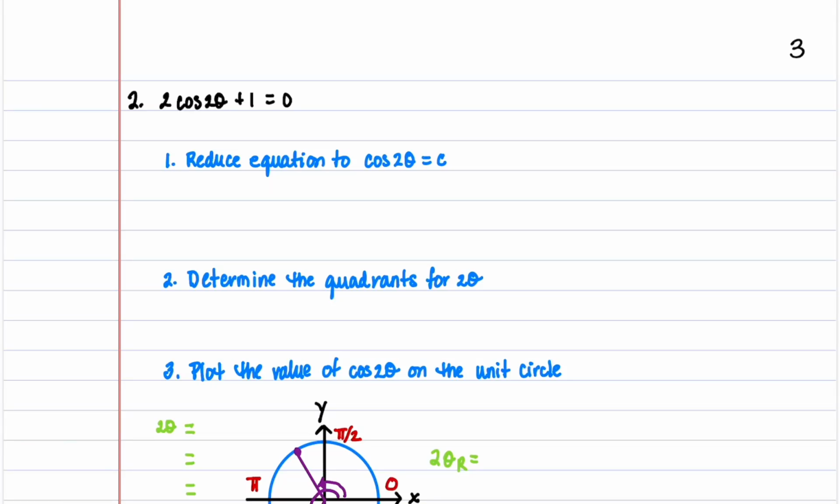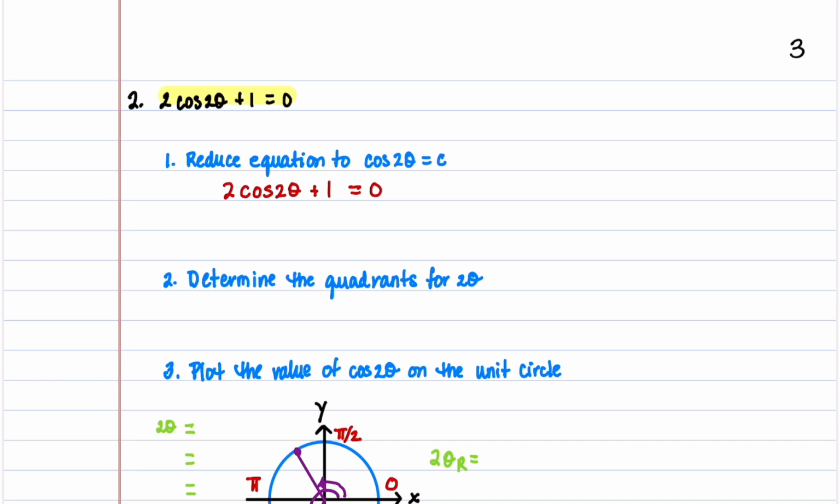In this video, I'm going to show you exactly how to easily find all solutions to this trigonometric equation with multiple angles. We'll now solve the equation 2 cosine 2 theta plus 1 is equal to 0. We'll begin by reducing this equation to cosine 2 theta is equal to a constant. We start with 2 cosine 2 theta plus 1 is equal to 0.